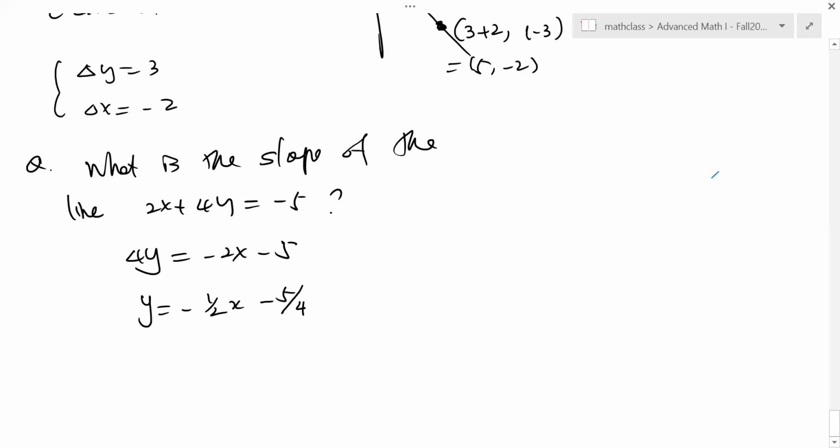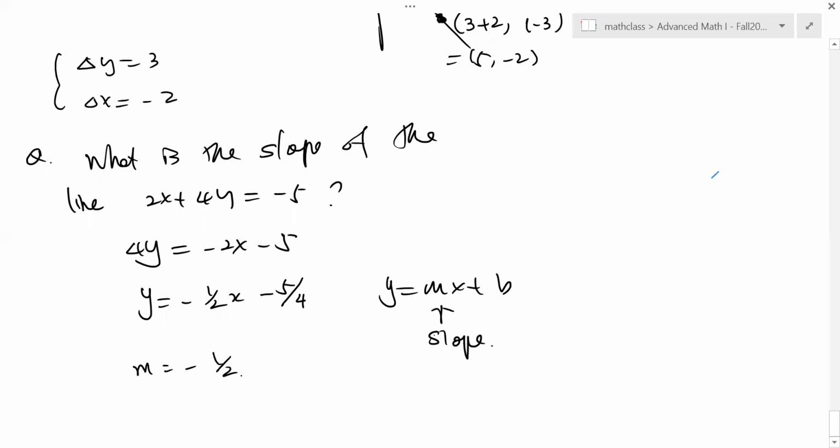Okay. And compare with the equation. This will be the slope. The coefficient of x will be the slope. Okay, so the slope is going to be -1/2.